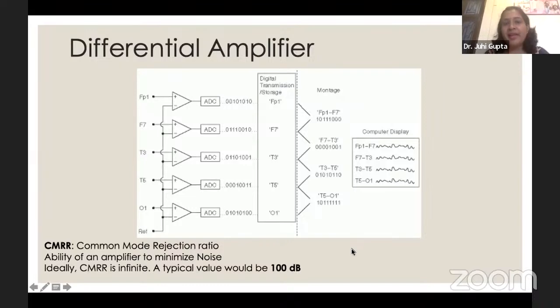But while buying any EEG machine, you should always look at the CMRR, which is the common mode rejection ratio. It is the ability of an amplifier to minimize noise. Ideally, it is infinite, but a typical value should be 100 decibels.